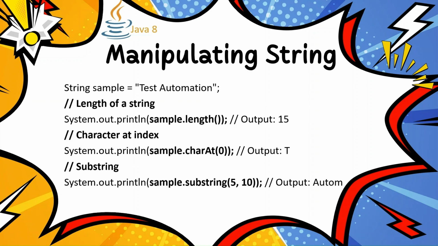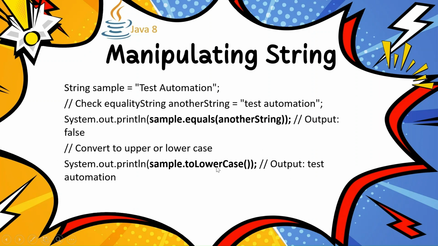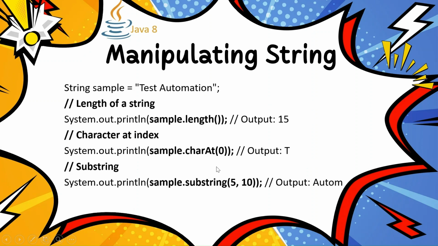So manipulation of string is supported by methods like charAt method, substring method, length method, equals method, and toLowerCase method. These are the most repeatedly used methods when it comes to test automation. You will need the length method whenever you're involving a string, array type, or collections, because you will have to know the total number of elements present in that particular collection. In this case, you're using string.